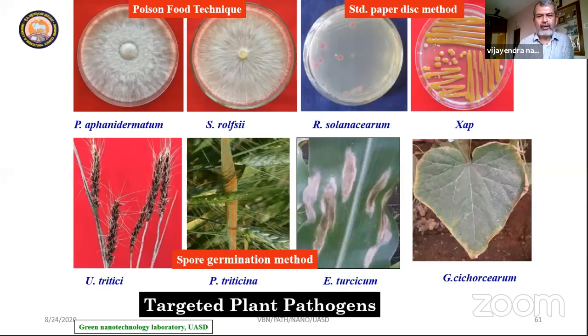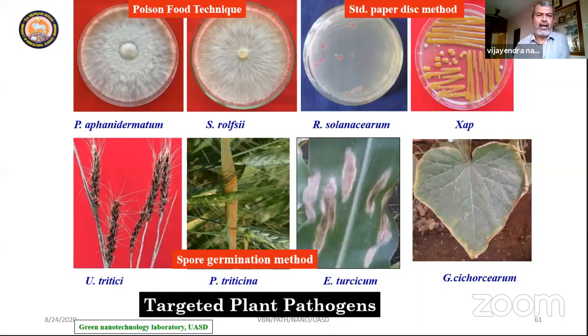So in all these things, wherever the organisms can be grown, we tried the food poison technique. In case of bacteria, the paper disc method. When there is a problem with culturing, we go for spore germination. This can be done in both, but you get plenty of spores anytime whenever the experimentation is there. So we tried spore germination also in relation to the powdery mildew.